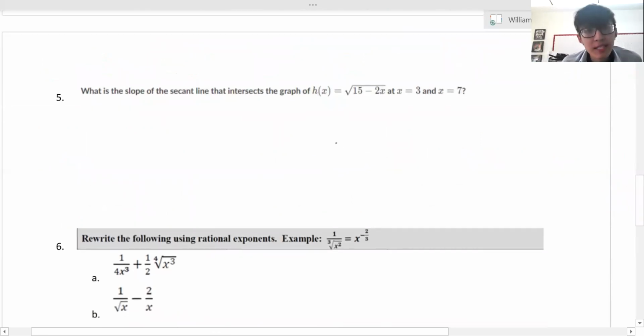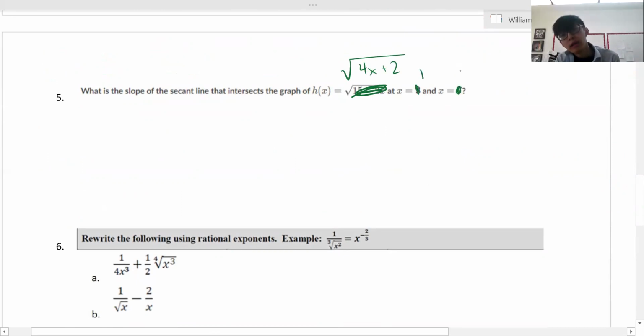Okay, what is the slope of the secant line that intersects the graph? Let's erase this. Let's do square root of 4x plus 2 at x equals 1 and 7.